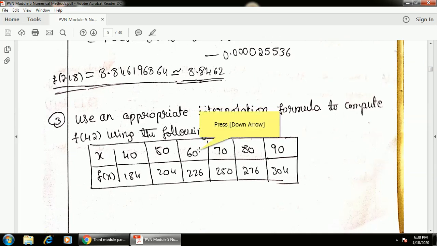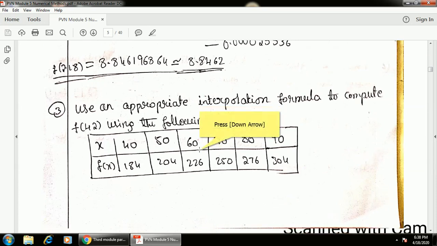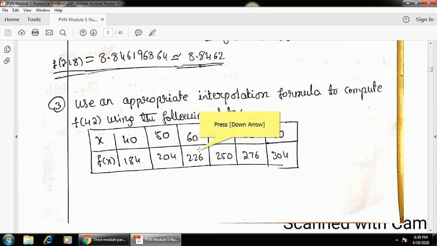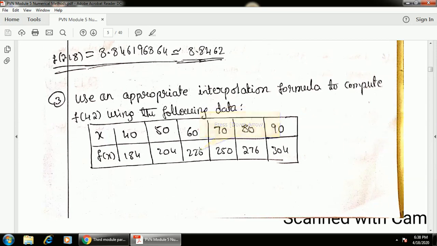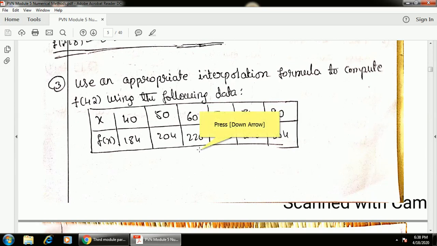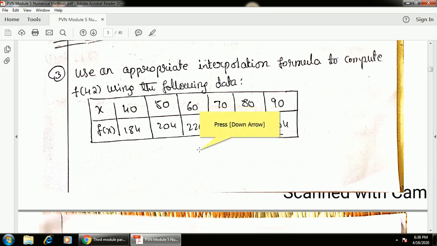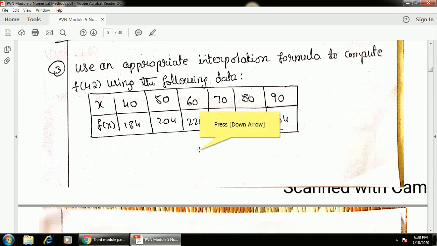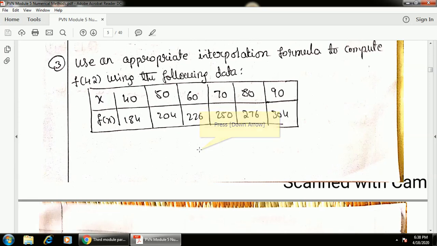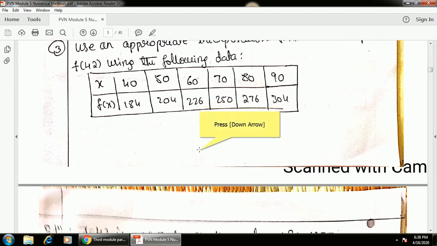Okay, their particular value we are not supposed to find, just we need to find out the relationship that exists between the values of x and y. That relationship is known as the interpolating polynomial.